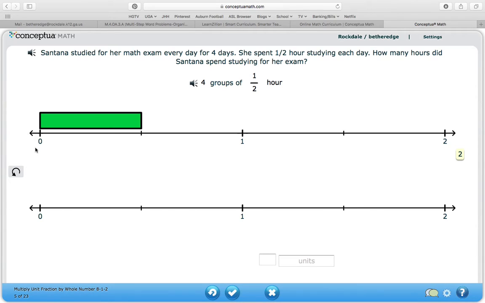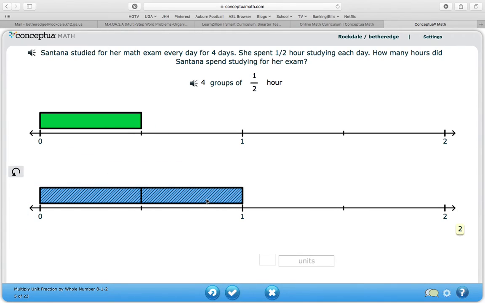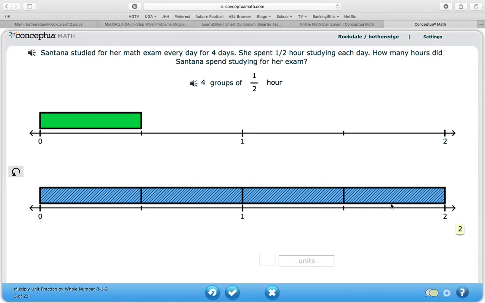Later on, you might have to model that out like I just showed you. Now I should be able to grab this half. There it goes. And I'm going to show my groups of. That's 1 group of 1/2. Drag it again. 2 groups of 1/2. 3 groups of 1/2. 4 groups of 1/2. So now I have 4 groups of 1/2, and I should see on my number line, how many units does that make? 2 full units.